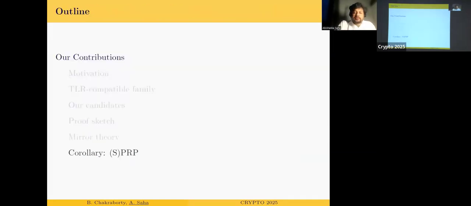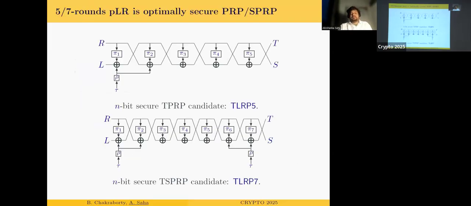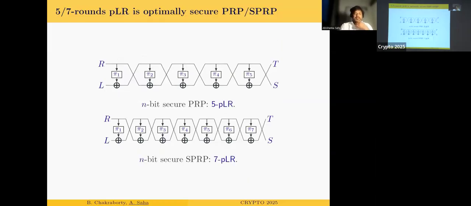And as a consequence, we have the security of PLR. If we ignore the tweak processing parts of our tweakable permutation candidates TLRP5 and TLRP7, then we see that 5 rounds of PLR is an n-bit secure PRP, and 7 rounds of PLR is an n-bit secure SPRP, which is quite an improvement over Guo et al.'s results, who only showed 2n/3-bit security for these constructions.